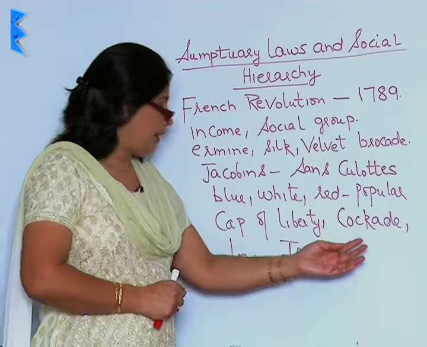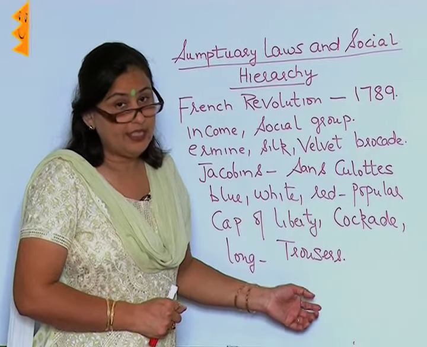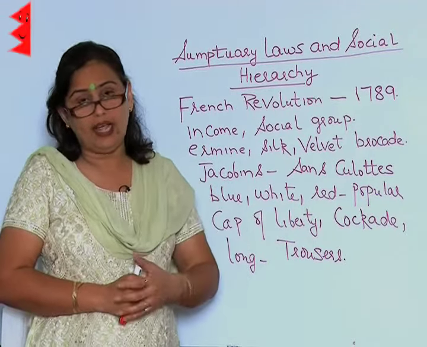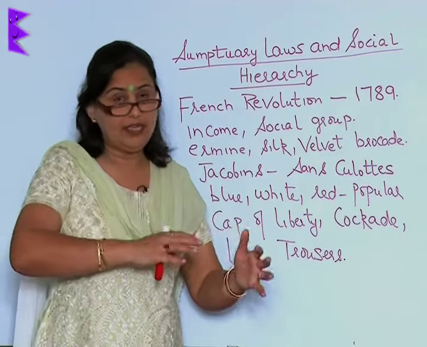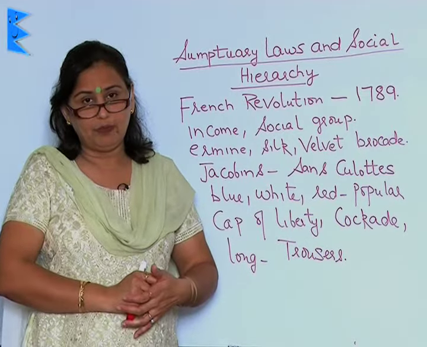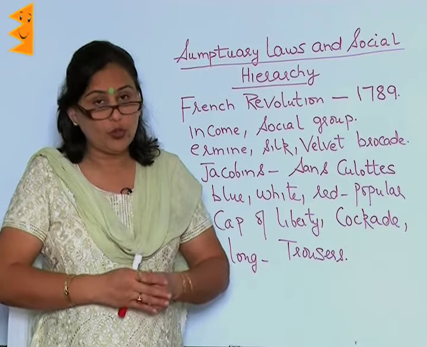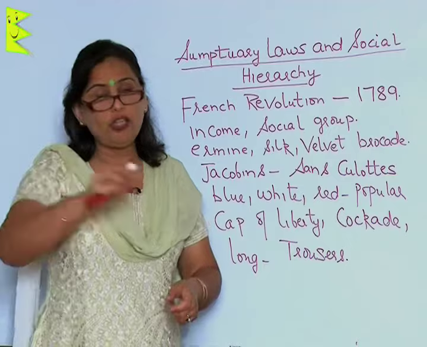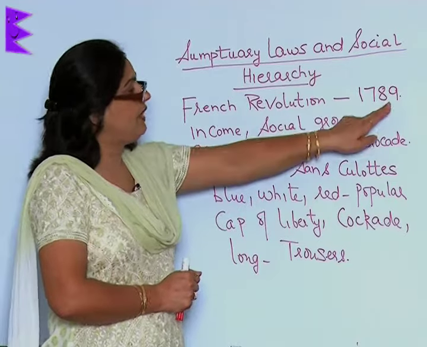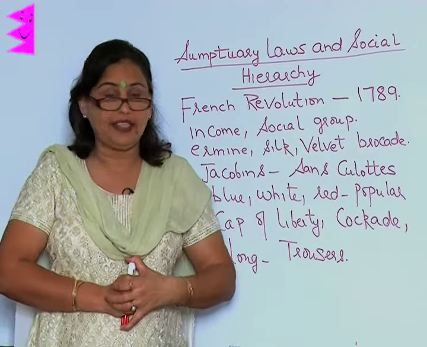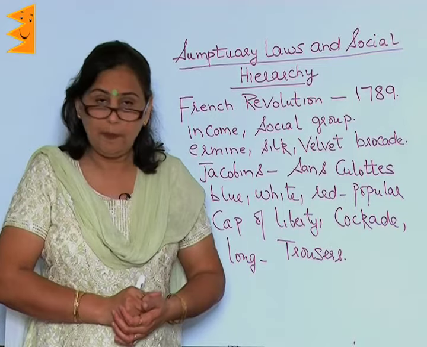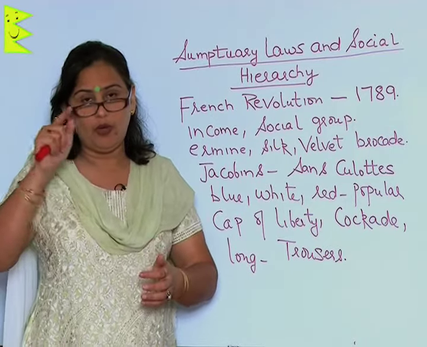Cap of liberty, cockade, long trousers, all this were again considered as symbolic of being against the present laws and regulations, which means side by side, when the laws are changing, when the people are revolting against their king, when the people are revolting against the regime, they are also revolting against the kind of dress style that they are forced to wear. And the best example here is of the French society, which in 1789 not only revolted against their despotic monarch, but also against the strict laws which said that they had to wear a particular style of dress because they belonged to a particular group.